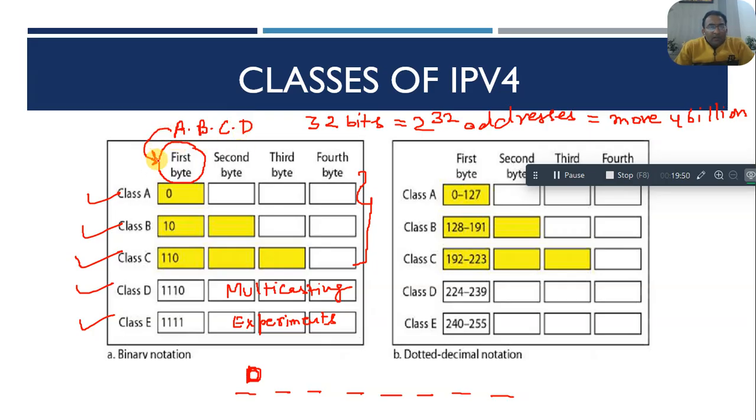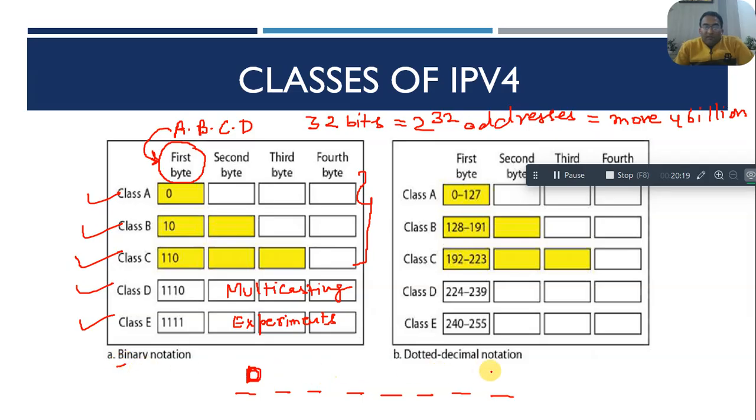Okay, this A part. If the first bit of the A is only 0, then it belongs to class A. If the first two bits of the octet A are 10, then it belongs to class B. If the first three bits are 110, then it is class C. If 1110, then it is class D. If 1111, then it is class E. Okay, so this is for the binary notation.